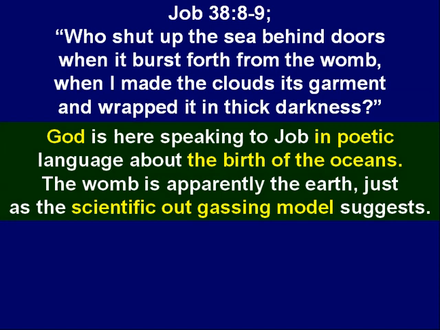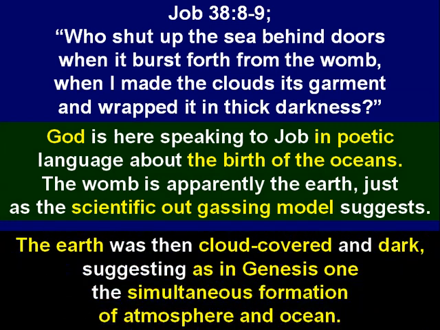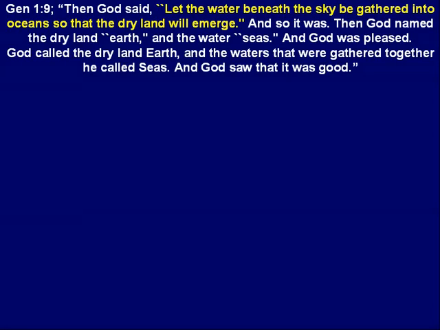God is here speaking to Job in poetic language about the birth of the oceans. The womb is apparently the earth, just as the scientific outgassing model suggests. The earth is then cloud covered and dark, suggesting, as in Genesis 1, the simultaneous formation of atmosphere and ocean. Let the waters beneath the sky be gathered in the ocean, so the dry land will emerge.